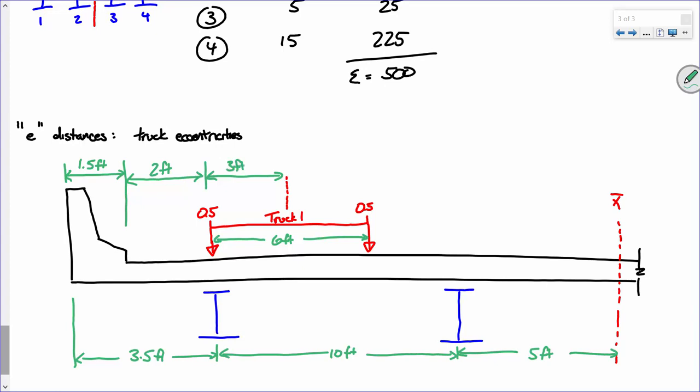Okay. My question to you is this. How far is it from the centroid of that truck to the centroid of the whole thing? What is this dimension? Say it again? 12 feet. Exactly. This dimension is that first eccentricity.